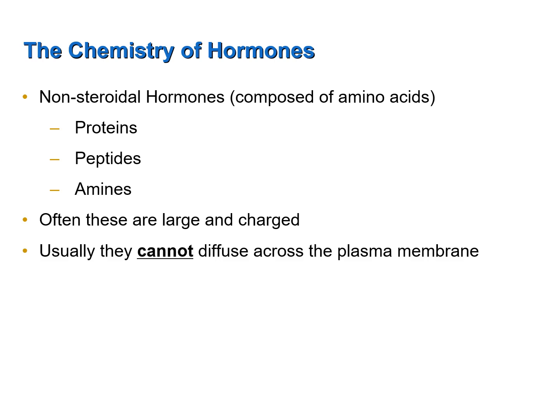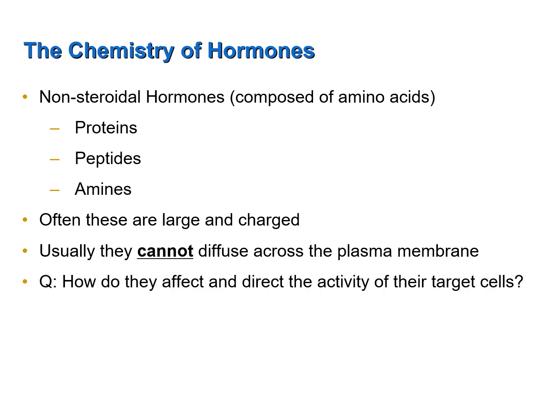So how are they going to work? If they can't cross the plasma membrane, how are they going to exert their effects inside the cell? Good question. Well, they're going to work through second messengers, just like some neurotransmitters like noradrenaline do. They bind receptors on the outer surface of the plasma membrane, and it causes changes inside the cell, including the production of a second messenger, which then causes changes inside the cell.